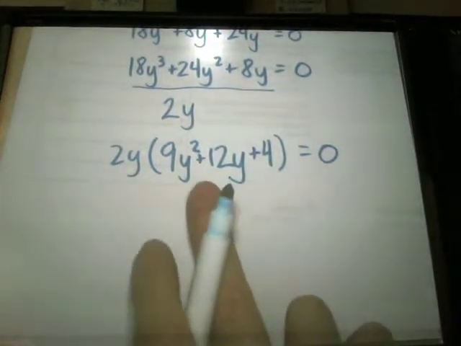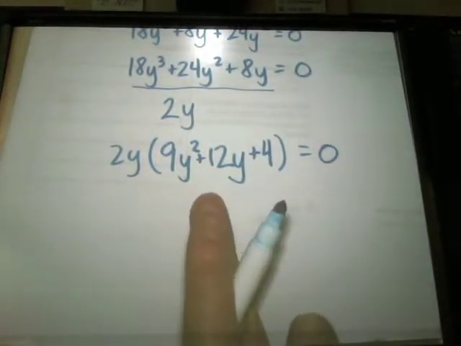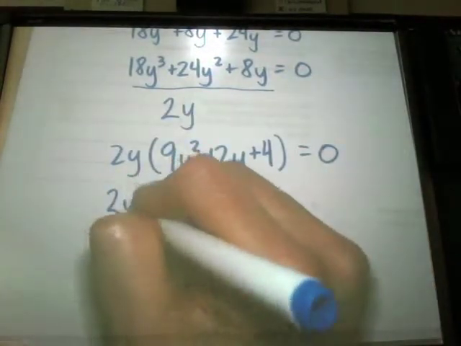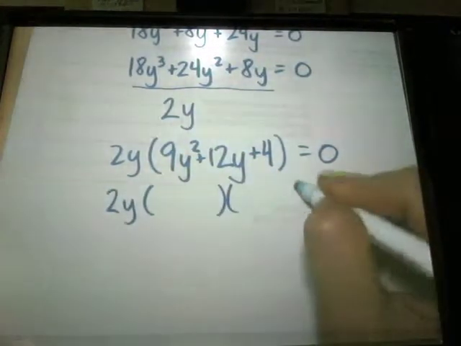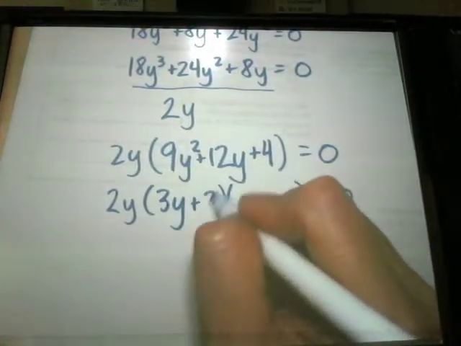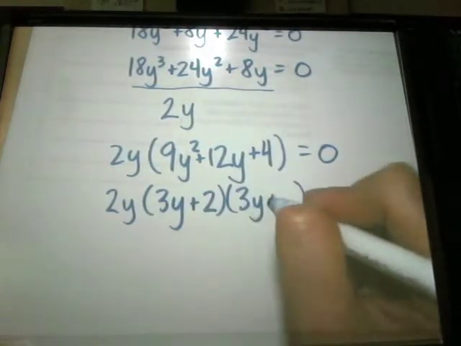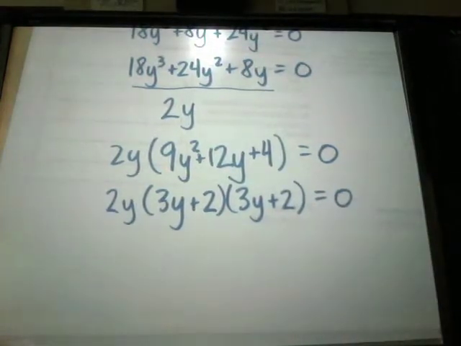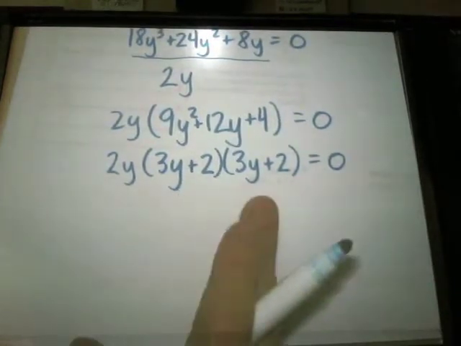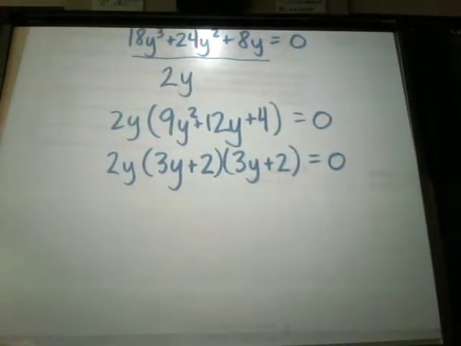Now, I will tell you this is also the pattern square of a binomial. However, if you are still preferring to just do reverse FOIL, that's fine. It's going to be 3y plus 2 and 3y plus 2. Again, I'm doing that part quickly. If you need help on that, please make sure to speak up. You could also write this as 3y plus 2 squared.